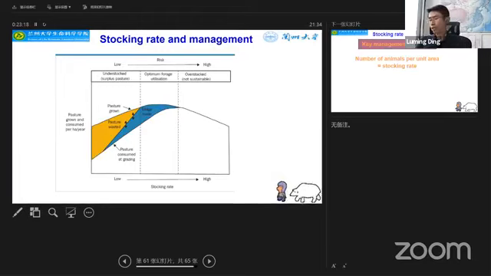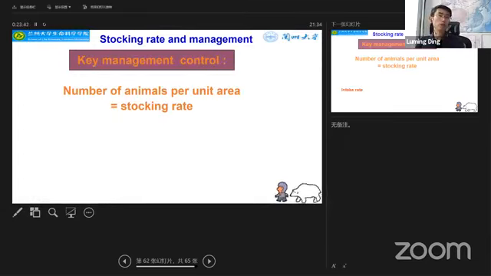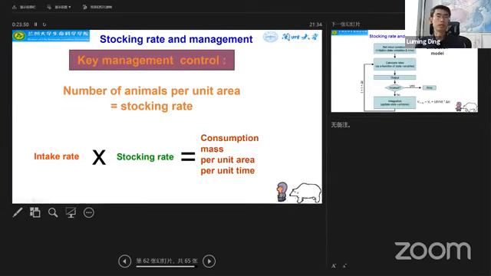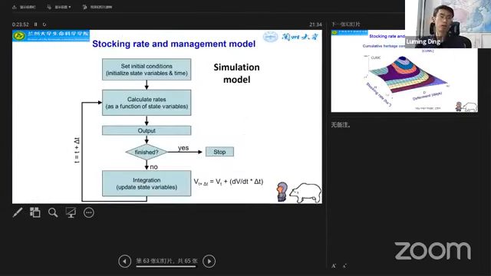As in the previous lecture, the stocking rate is very important for grazing management. We need to have some optimum stocking rate to get the best utilization of the forage. But normally we face much higher stocking rates. The stocking rate is the number of animals per unit area, and intake rate multiplied by stocking rate equals consumption mass per unit area per time.